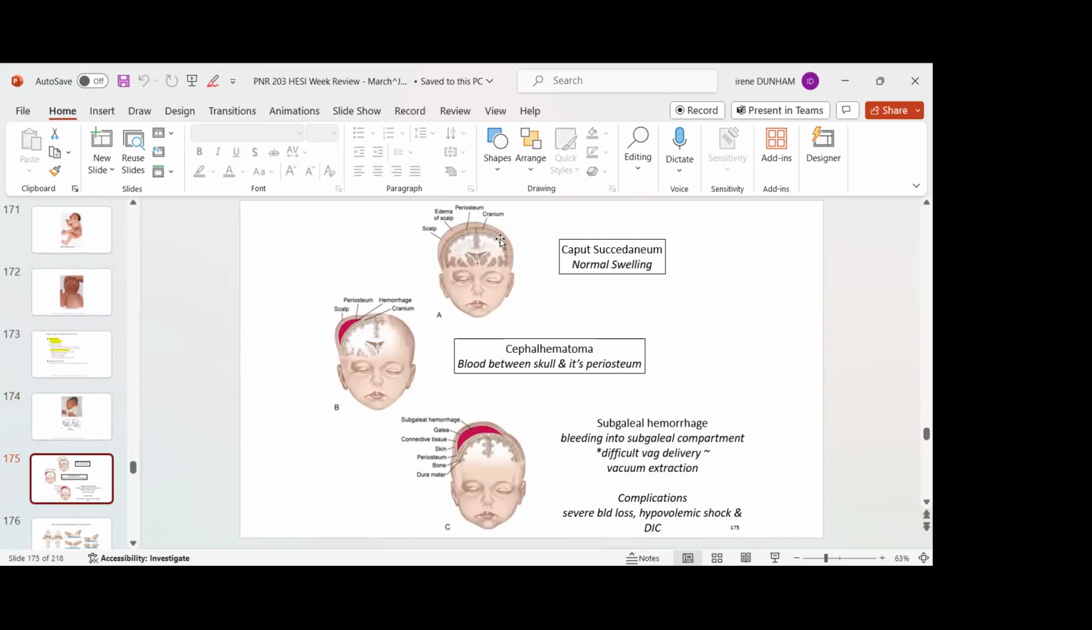So here's a good picture of what I was talking about, the caput succedaneum. You can see here the crown of the head. You can see the suture line here, and you can see the edema of the scalp. Okay, it's just fluid underneath the scalp. On this one, as I say, it crosses the suture line.